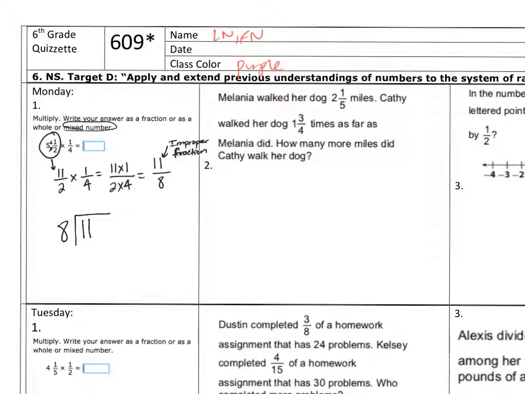11 divided by 8. 8 goes into 11 just one time. 11 minus 8 is 3. So then you put this remainder on top of your divisor, which is 8. So that's 1 and 3/8. So the answer is 1 and 3/8. That's written as a mixed number.